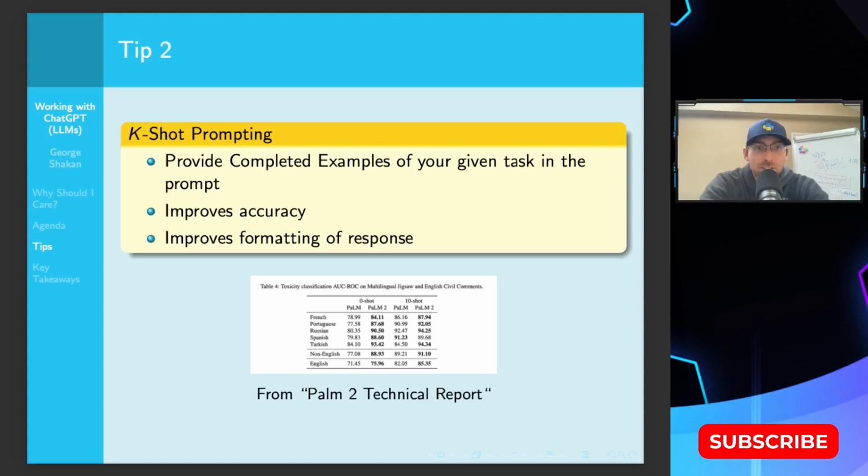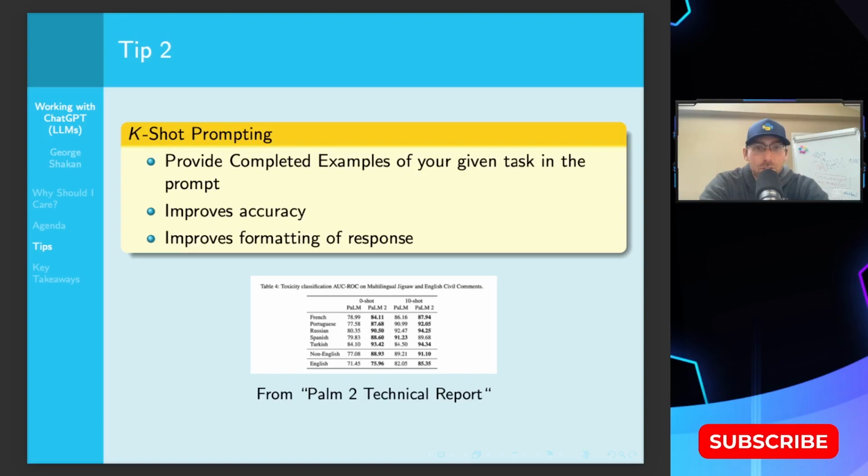Those are two of their large language models, and they're trying to say, hey, look, PaLM 2 is much more impressive than PaLM, and this is why. That's the point of this table. But anyway, what is going on with this table? It's a toxicity classification. They're basically trying to say, given a comment, how toxic is it, or is it toxic at all? And can you please provide that response, LLM?